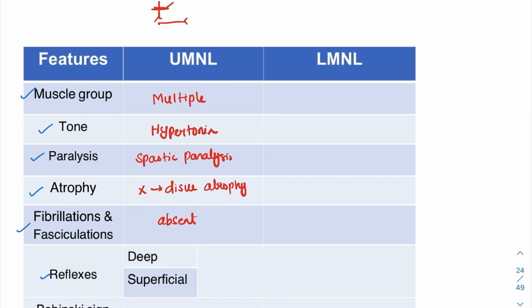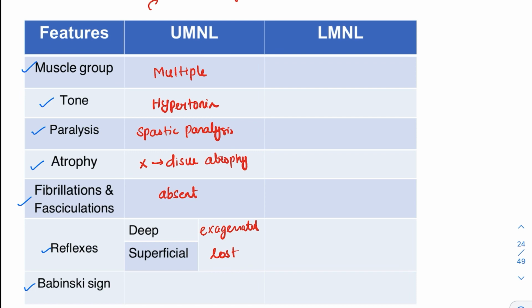Whenever anything is struck, the signal will go to the spinal cord and come back, and the influence from the higher centers is not there. So it will go to the spinal cord and come back, and the reflexes will be exaggerated. An exaggerated response will be there because the upper motor's negative influence on the lower motor is not happening. So the deep reflexes are exaggerated. Superficial reflexes are lost. Coming to the Babinski sign, the Babinski sign is positive in case of an upper motor neuron lesion.